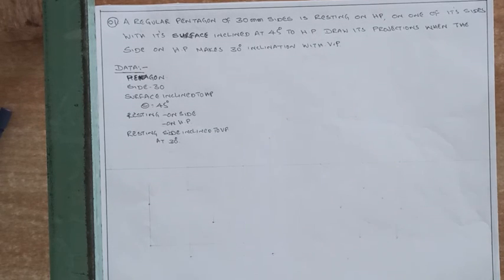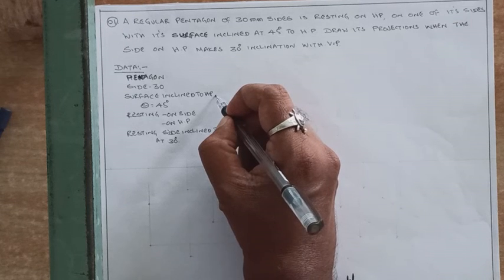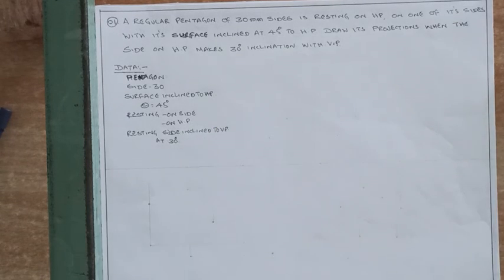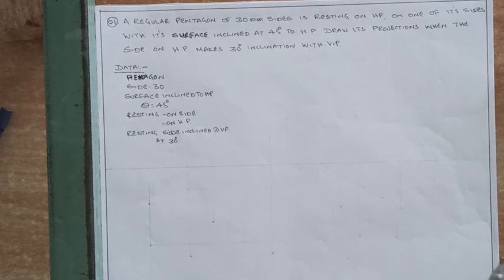Now here let us start the drawing. Before that, let us see the surface condition. Here the surface condition given is surface inclined to HP. As you already know, when the surface is inclined to HP, you should assume that before inclination it was parallel to HP, and when the surface is parallel to HP, you obtain the true shape in the top view.